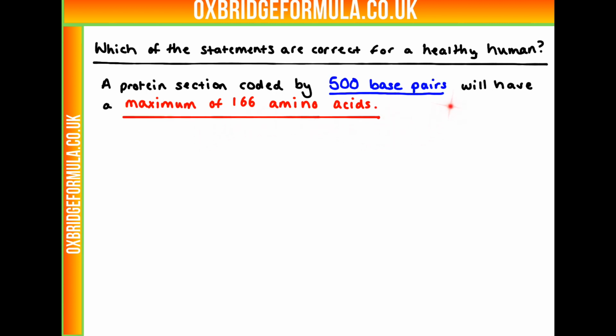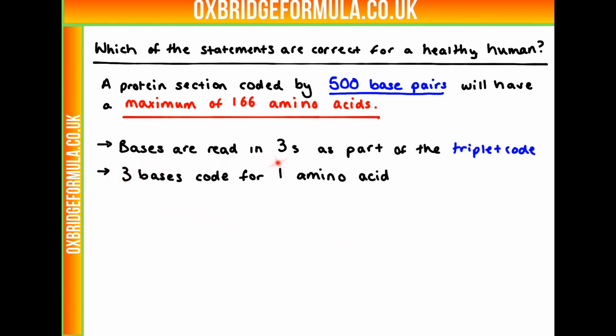So we've got our 500 base pairs. How are we going to convert that to amino acids? What is this translation process? Well, to convert the DNA into amino acids, we only need one strand, so we're only going to use 500 bases of the base pairs, and then we're going to use the triplet code process. So bases are read in threes as part of the triplet code, so 3 bases go for 1 amino acid. 3 bases forming a codon, each corresponding to 1 amino acid.